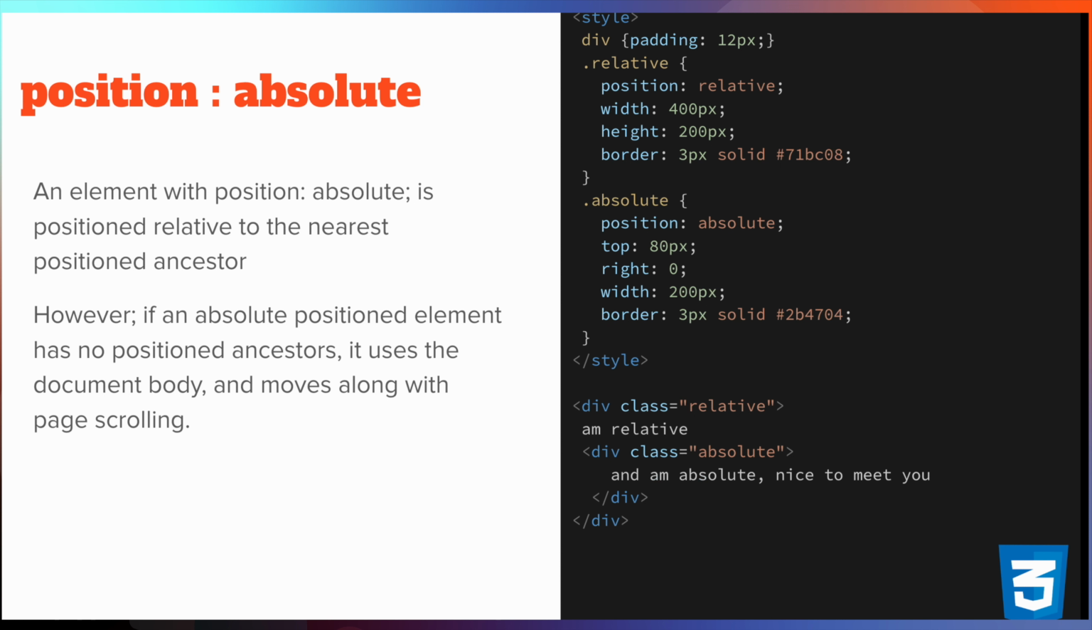An element with position absolute is positioned relative to the nearest positioned ancestor. Meaning the absolute positioning always works in conjunction with relative positioning. That's the best way for you to understand it. Absolute will depend on relative to specify how it should be positioned. Absolute will use relative to depend on where it should be positioned.